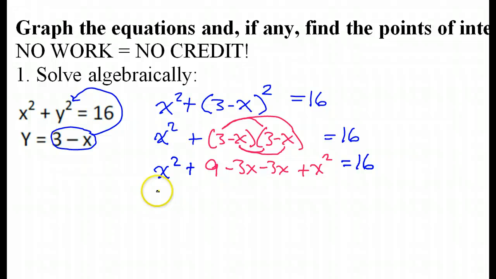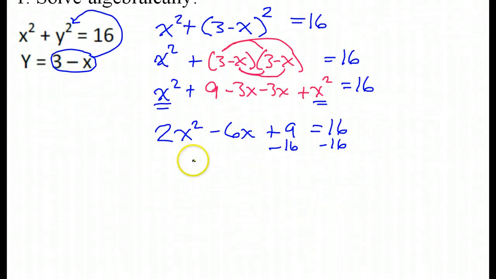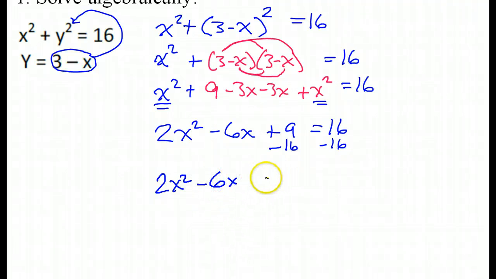Cleaning this up a little bit, you see I've got my x squared here. Putting those together, that gives me 2x squared. Negative 3x and negative 3x, that's negative 6x. And I've got the plus 9 is equal to 16. Let's go ahead and subtract 16 from both sides. So that's going to give me 2x squared minus 6x minus 7.